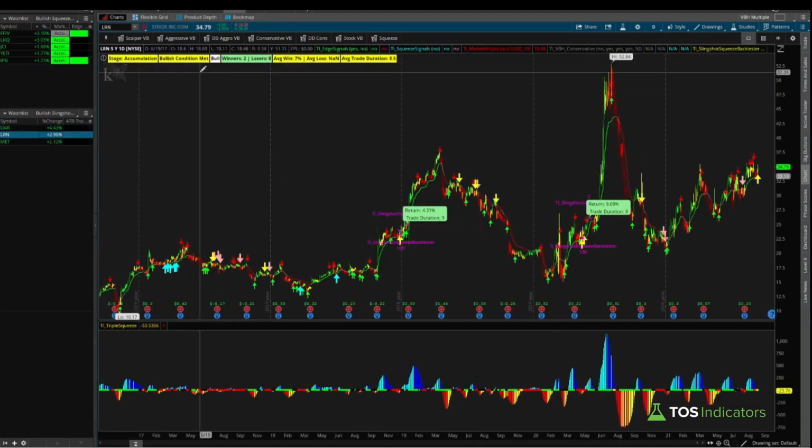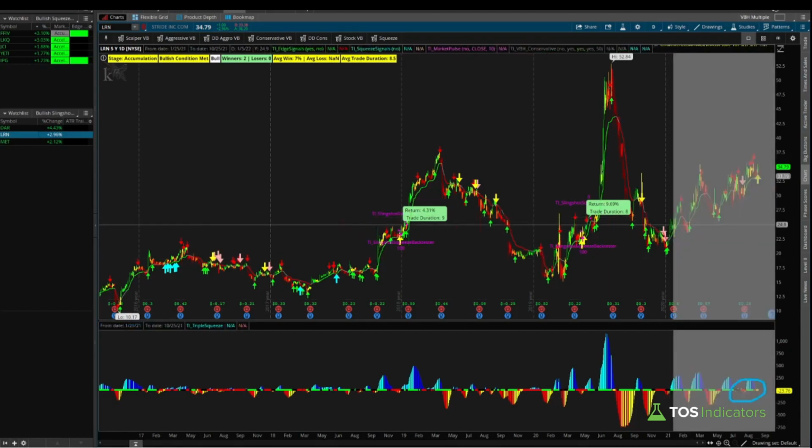We keep moving forward. The next symbol, Stride. Stride has one less data point, so only 2 winners, 0 losers. Average winner here, a bit bigger, 7%. Average trade duration, a bit shorter, 8.5 days. You also take a look at the charts. It doesn't look as extended as Darling Ingredients.